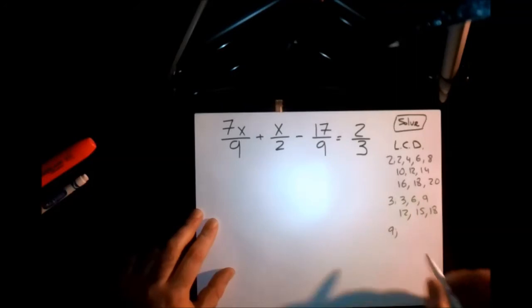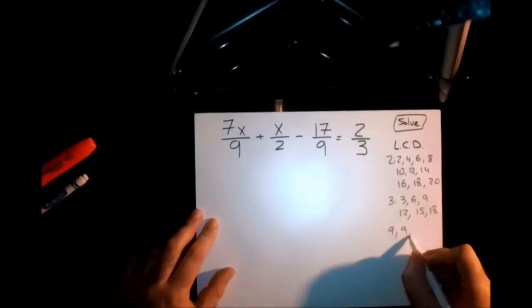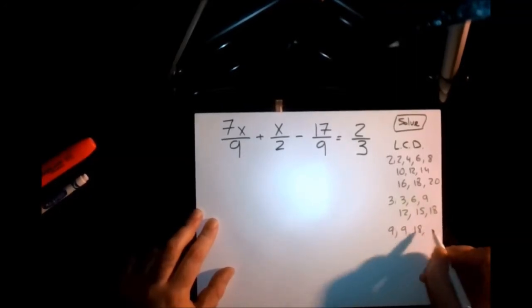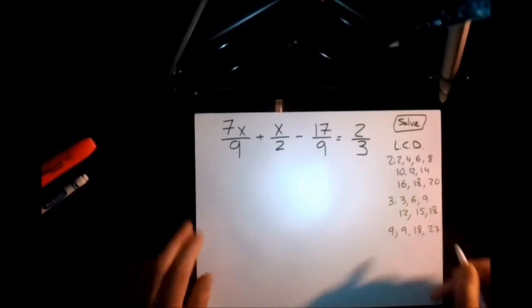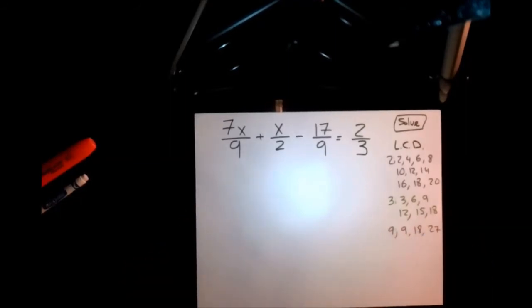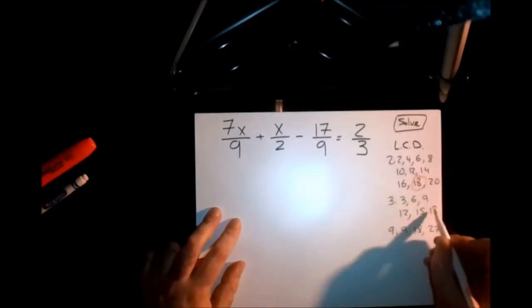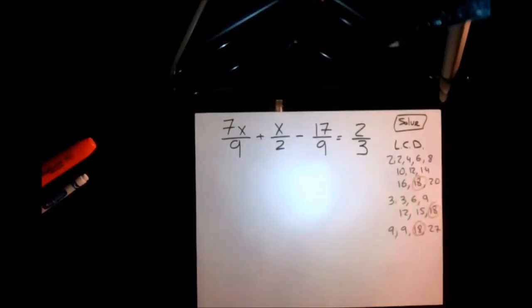And the multiples of 9 are 9 itself, then 18, then 27, but I'm going to stop there because hopefully you already see the pattern. Specifically, I'm looking at this number. It's something that they all have in common. This is their least common denominator. There is no denominator that's smaller.